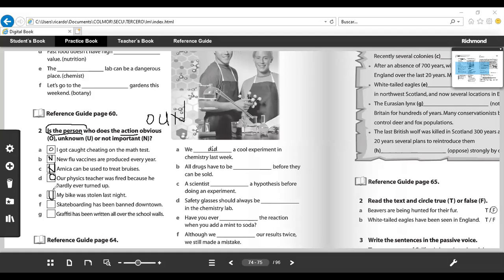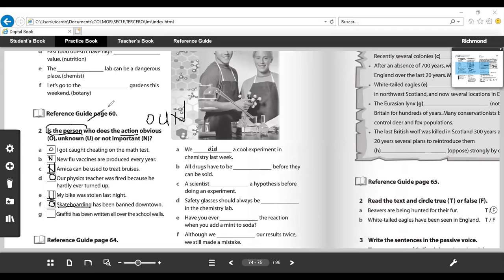Now the next one, skateboarding has been banned downtown. Is that obvious, unknown, or not important? So the answer is going to be obvious, yes, because it is obvious that the skateboarding has been banned downtown.